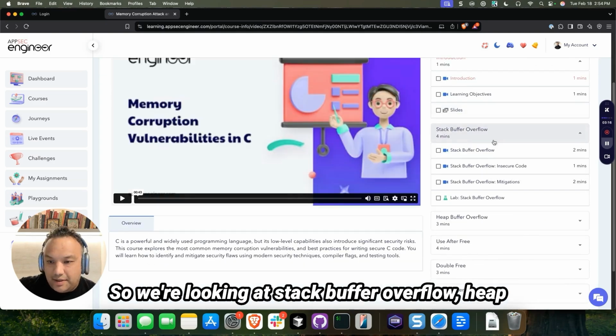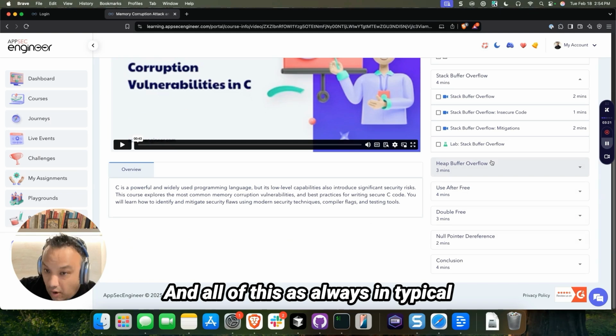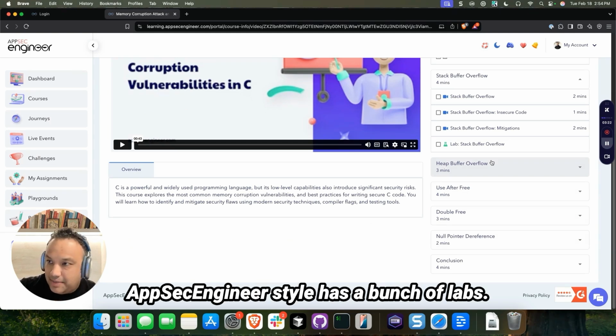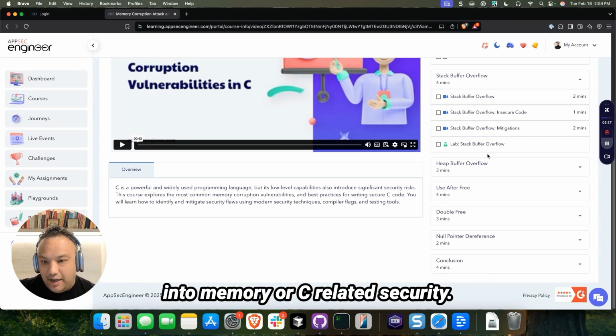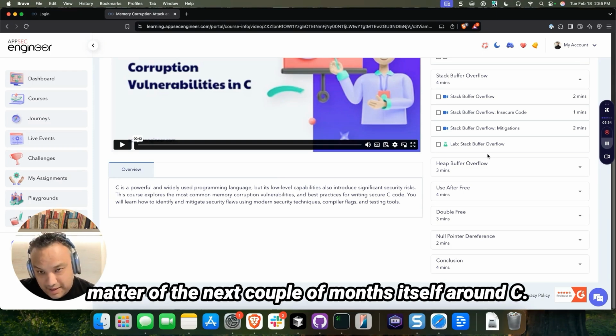So we're looking at stack buffer overflow, heap overflow, use after free, double free, and so on. And all of this, as always, in typical AppSecEngineer style, has a bunch of labs. And this is going to be our first foray into memory or C related security. You're going to see several more courses launch in the matter of the next couple of months itself around C.